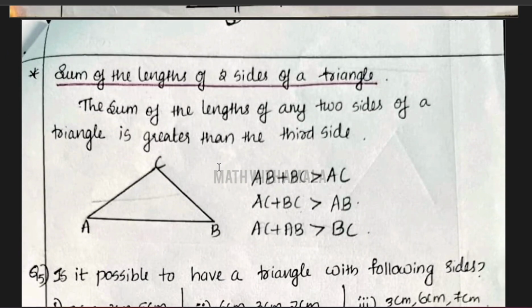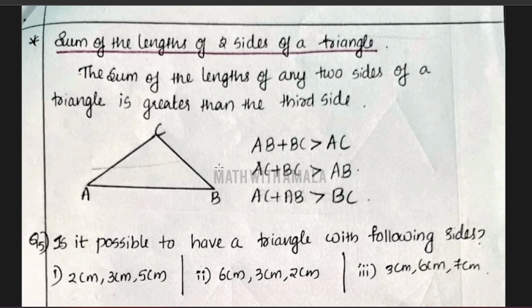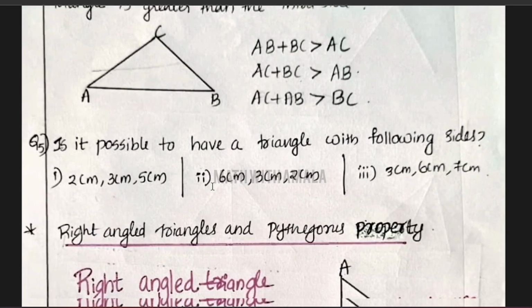Sum of the lengths of two sides of a triangle. Sum of the lengths of any two sides of a triangle is greater than the third side. You can verify it with some examples. AB plus BC is greater than AC. AC plus BC is greater than AB. AC plus AB is greater than BC. If we take any two random sides, its sum must be greater than the third side.